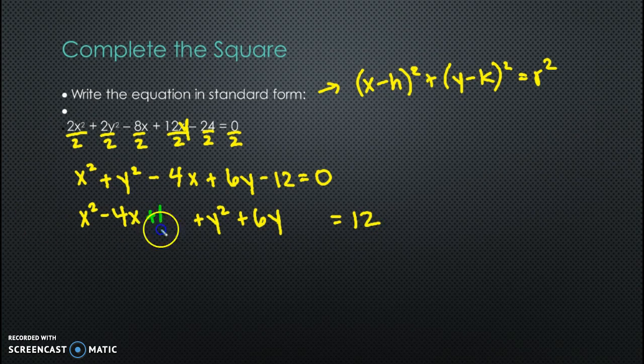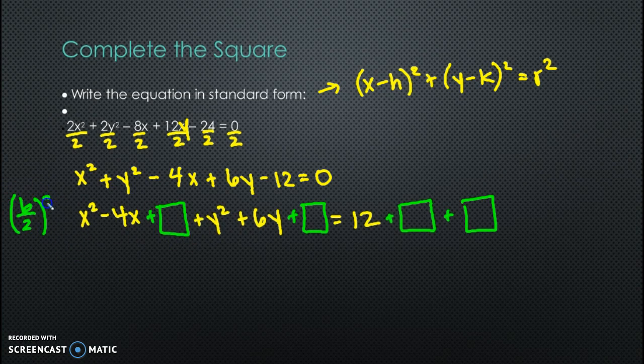Now I'm leaving this gap because this is where our boxes come in. Remember, I have two boxes on the left, so that means I'm going to have the same two boxes on the right. And to figure out what goes in the box, we do (b divided by 2) squared. So in this case, half of negative 4 is negative 2. Squared is 4. So my first box on both sides is a 4. Half of 6 is 3. Squared is 9. So my other box is a 9.